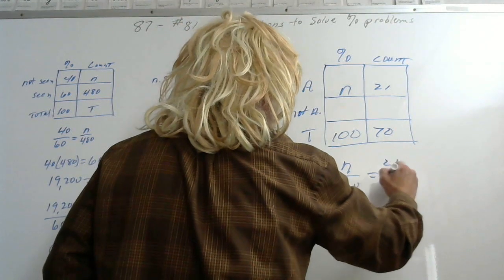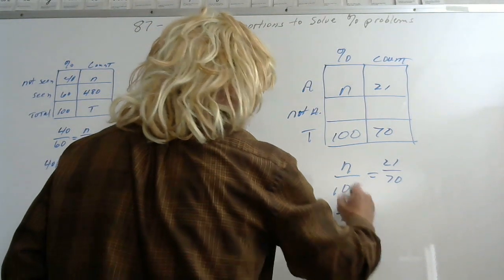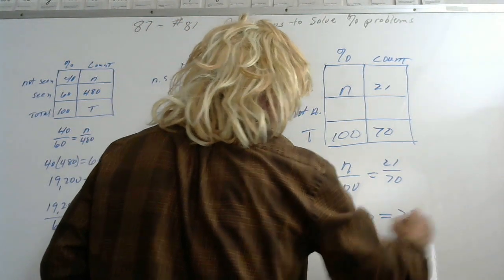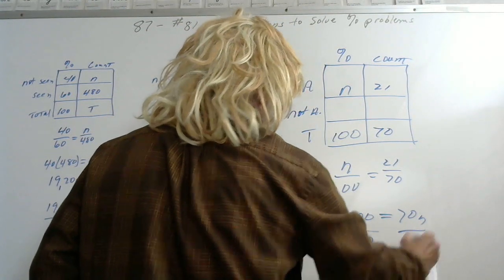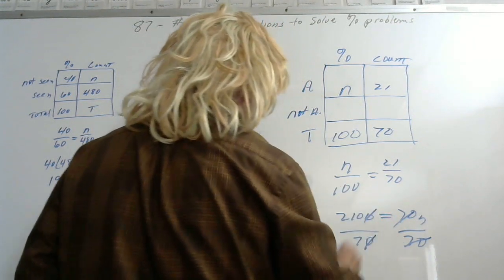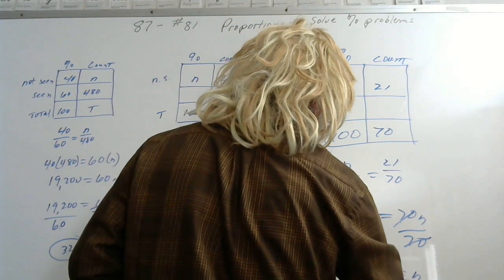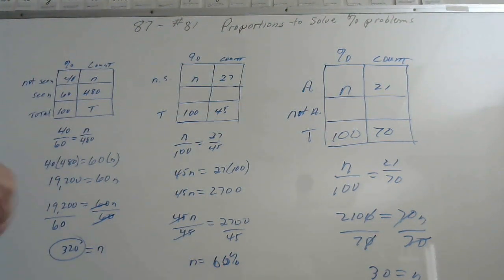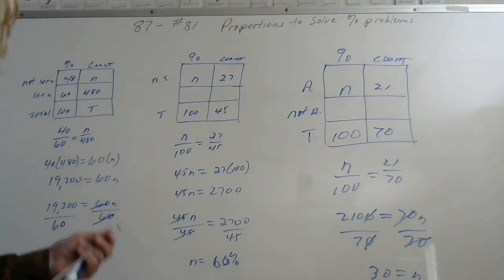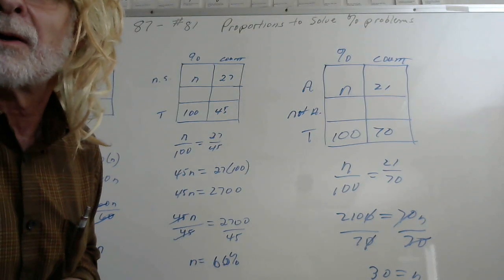equals 21 over 70. I'm going to go 100 times 21, just doing my zeros, 70n. I'm going to divide both sides by 70. This crosses, cross out that. That would go in there, that means 30. So that means 30% is my answer for that problem. Okay? So that's how you're going to do all these in this lesson. I'm going to go ahead and pause this and get ready for your next lesson that you can also watch. Okay.